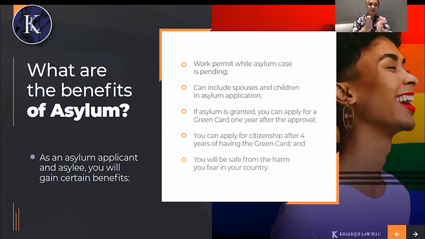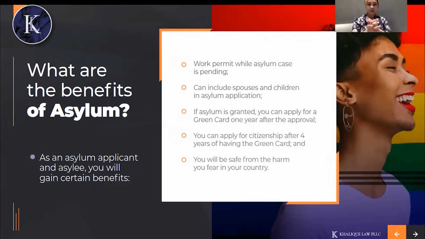And to explain that further, what that means is instead of waiting 5 years after you get the green card, you wait 4 years, and that 1 year between getting your asylee status and being able to apply for the green card, that gets counted in the 5-year requirement. So that's a great benefit for you to have. And once you become a citizen, then of course you get all the benefits of being a US citizen.